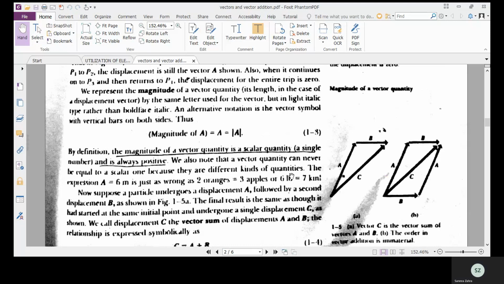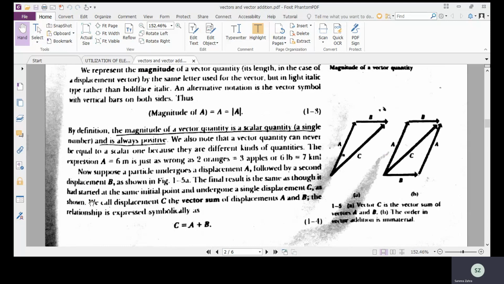The expression A equals 6 meter is just as wrong as two oranges equals three apples. They're totally different. You cannot equate them. Or 6 ounces equals 7 kilometers. So it's entirely different values.